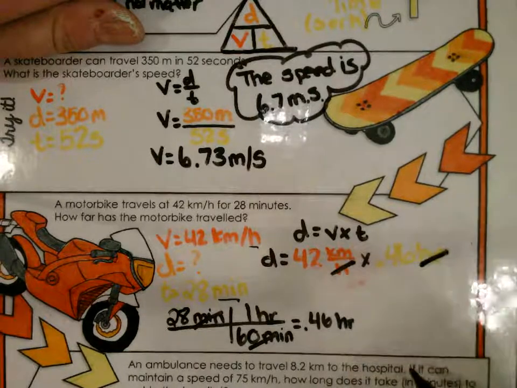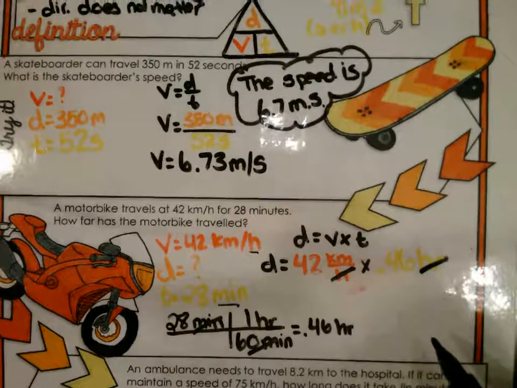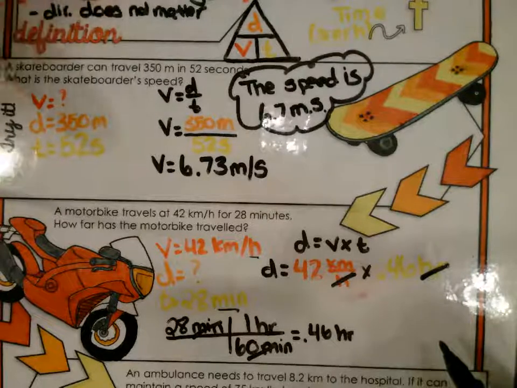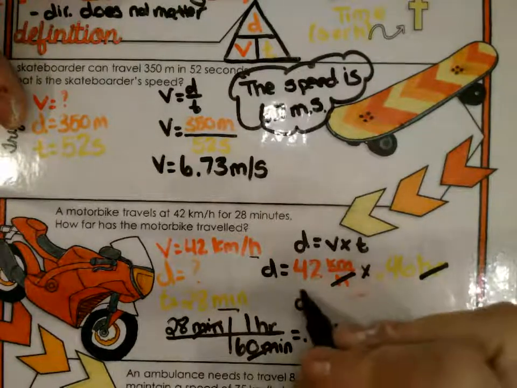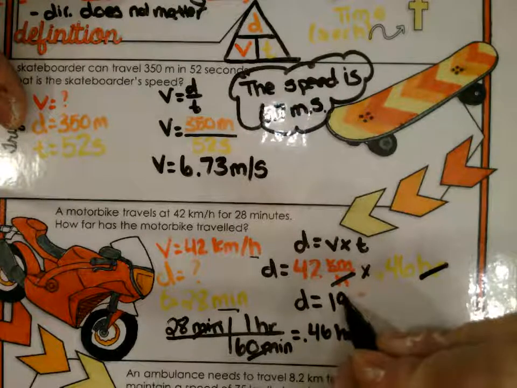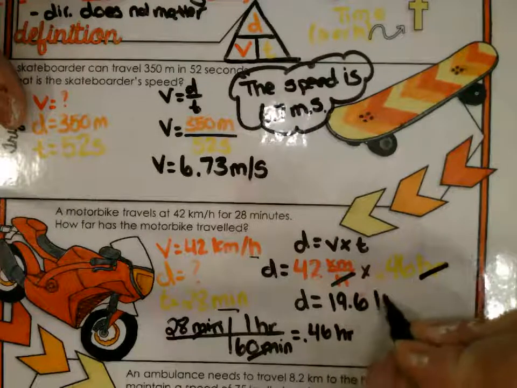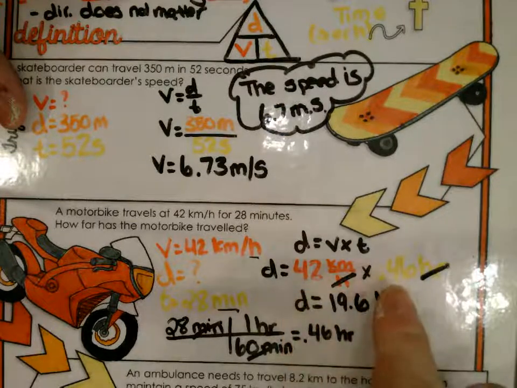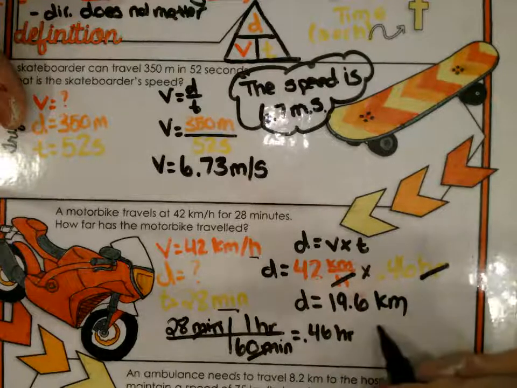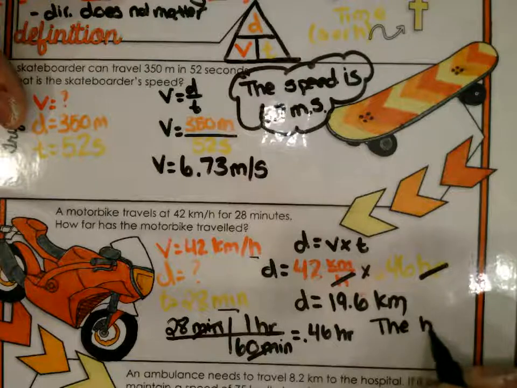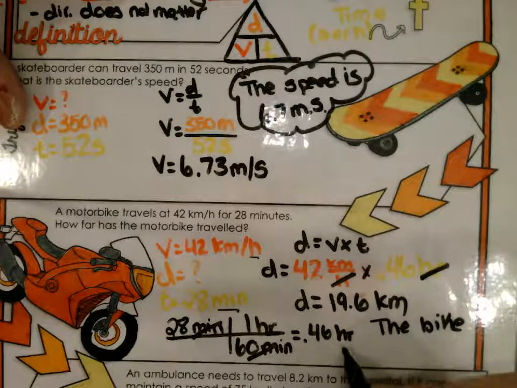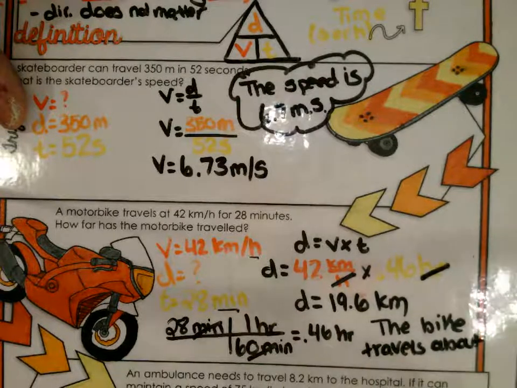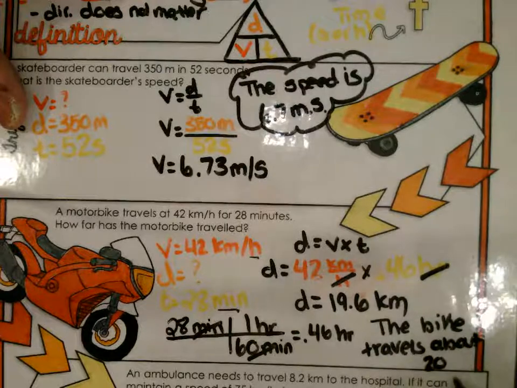Our units cancel. 42 times 0.46. Our distance is 19.6 kilometers. When we look at sig figs, we can only have 2. So my final answer is going to be the bike travels about, let them know that number was rounded, 20 kilometers.